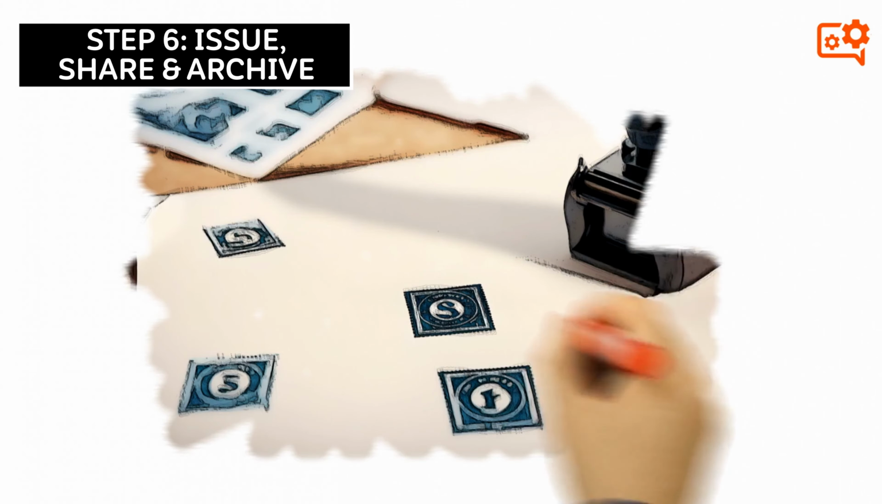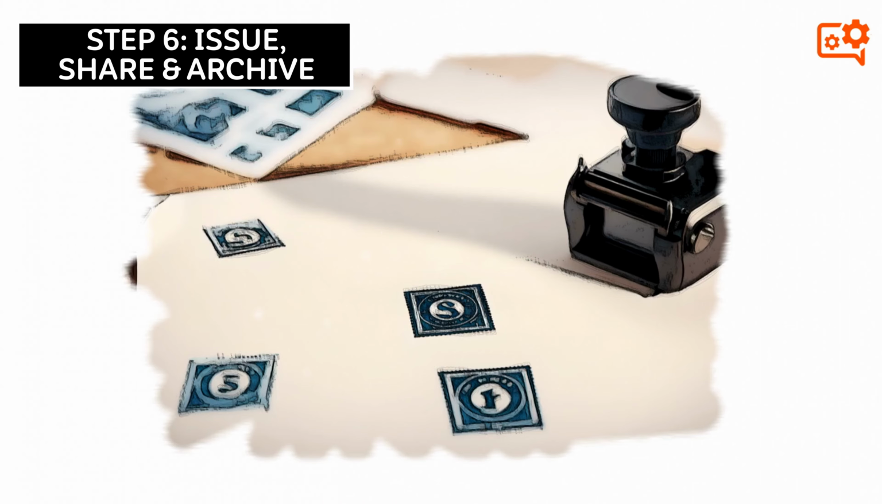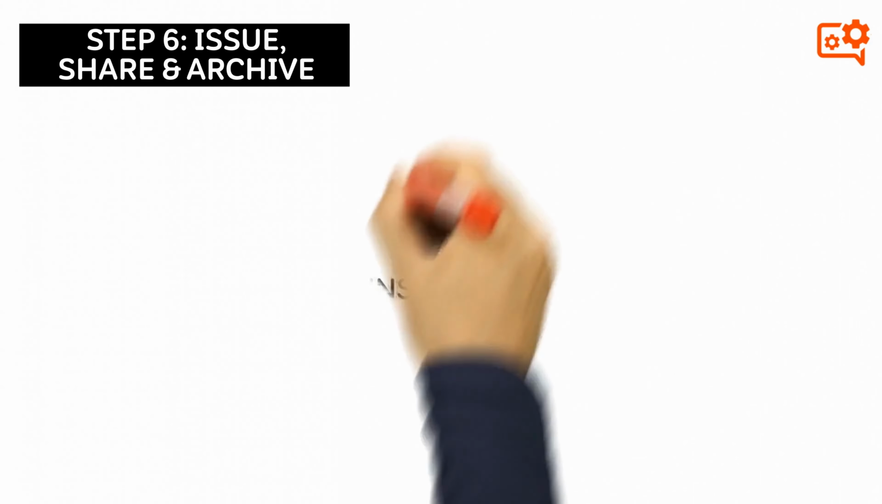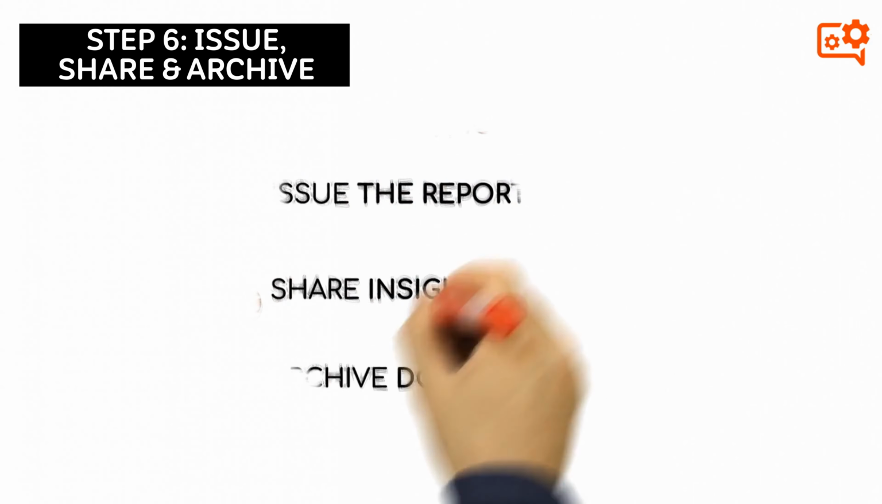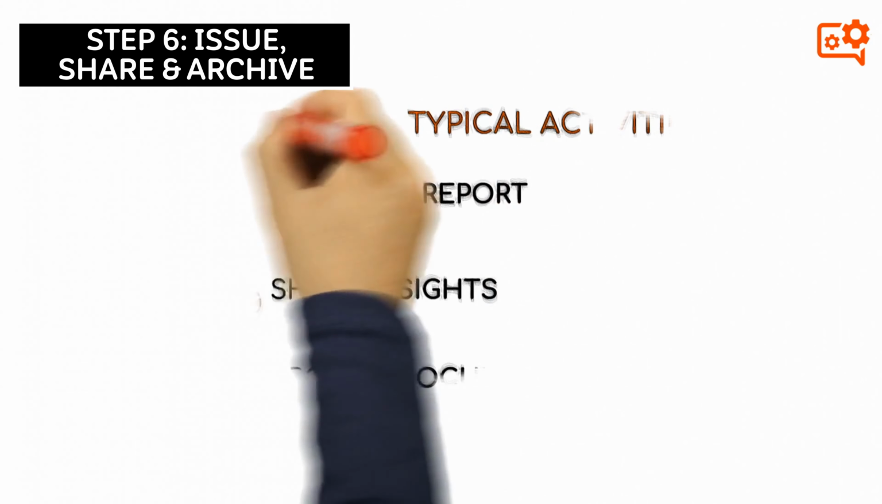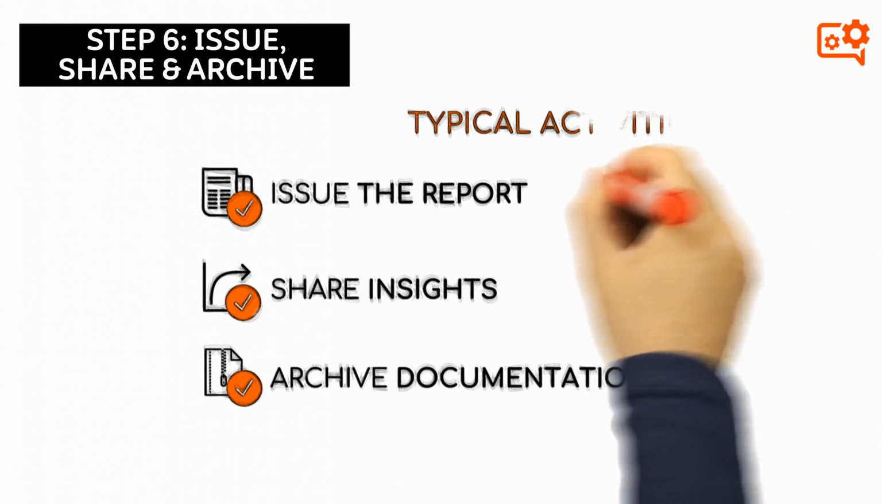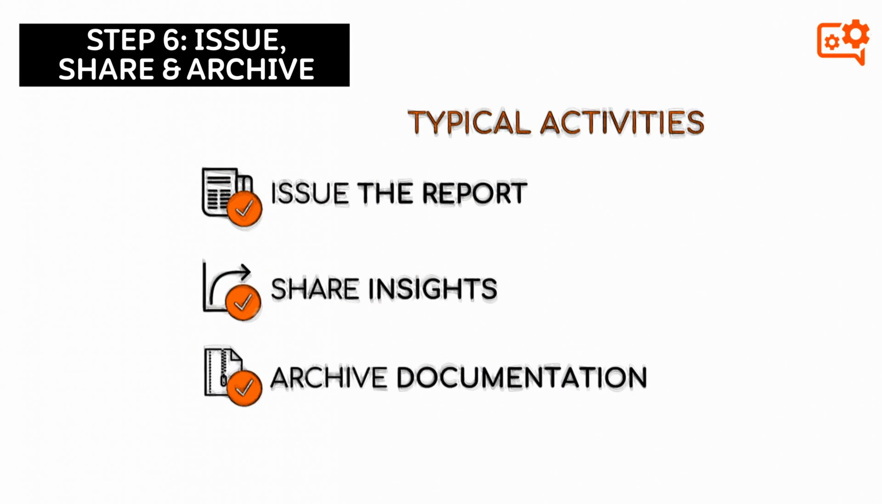Step 6. Issue, share, and archive final report. Simply speaking, finalize and close the audit. Typical activities: officially issue the report, share insights with stakeholders, and archive documentation. This marks the culmination, providing a comprehensive record for future reference.